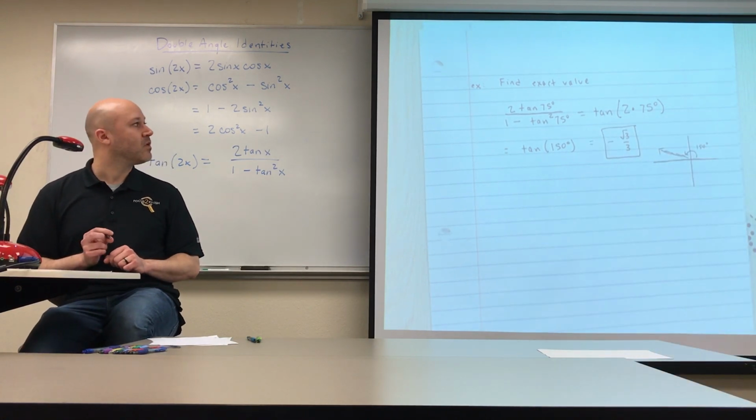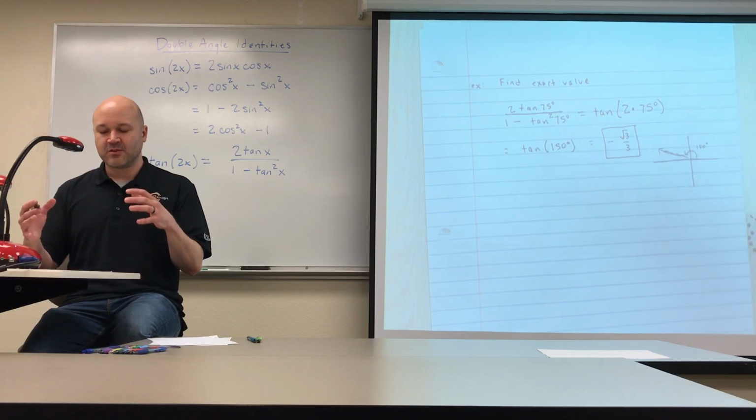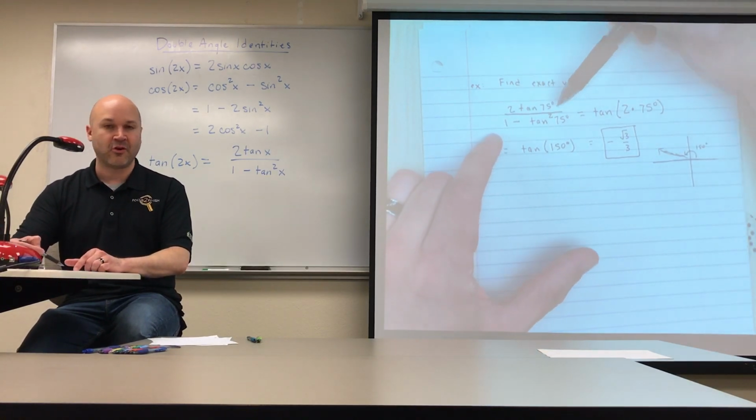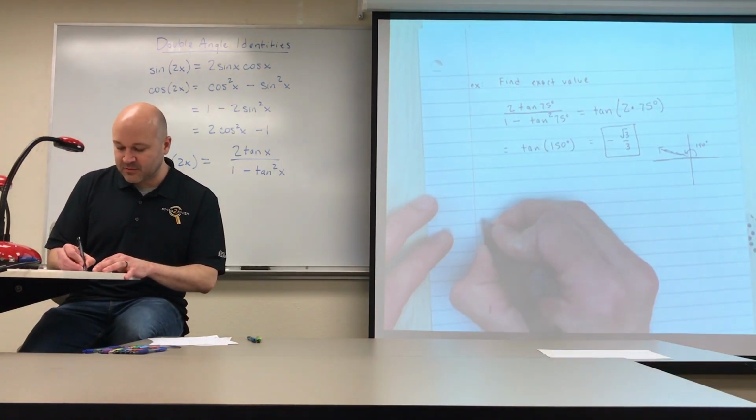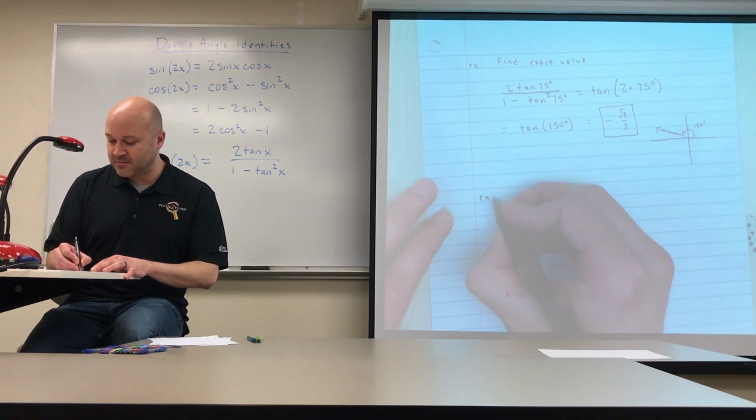Bam. So I think I called these last time the fun problems, or just quick and easy as long as you know your identities. Let's do another example of something like that. How about I throw in a radian?